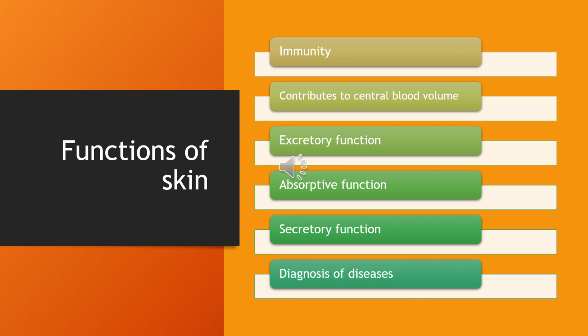Next is the secretory function. The skin has sweat and sebaceous glands, as we have studied, and the sweat glands secrete sweat, and sebaceous glands secrete sebum. And this sweat has a role in regulating the body temperature and water balance, whereas sebum helps to keep the skin smooth and moist. Then another role of skin is in the diagnosis of diseases. Many signs of systemic diseases can be recorded from the skin surface, such as the degree of anemia, jaundice, cyanosis, etc. So these are all the important functions of skin.